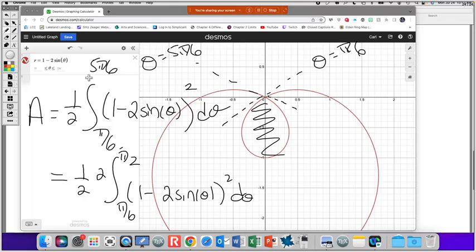In other words, it comes through here, pi over 6. I'll just find this area and then double it. So what happens to the half? It cancels out. Does that make sense or not, folks?